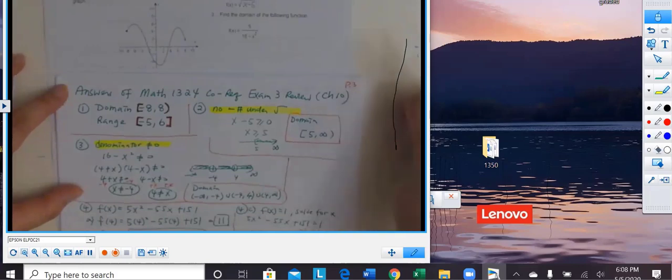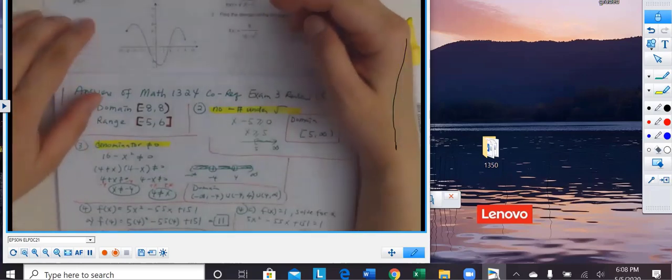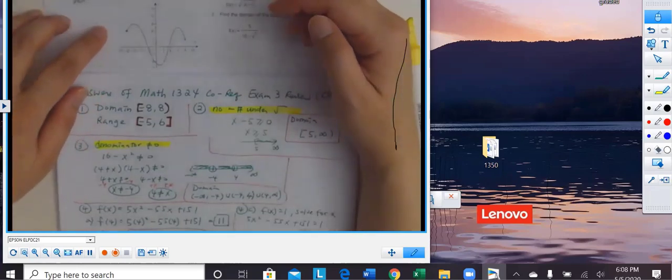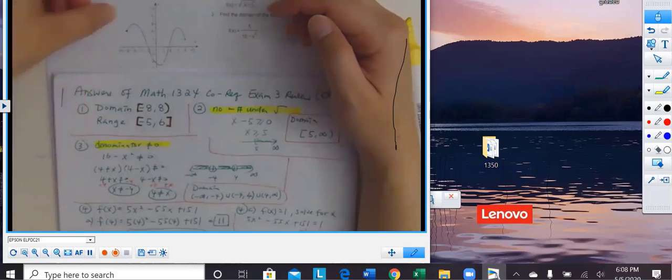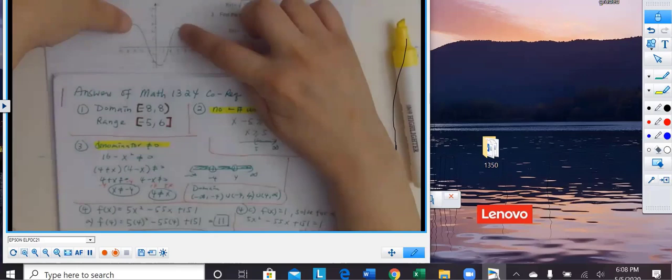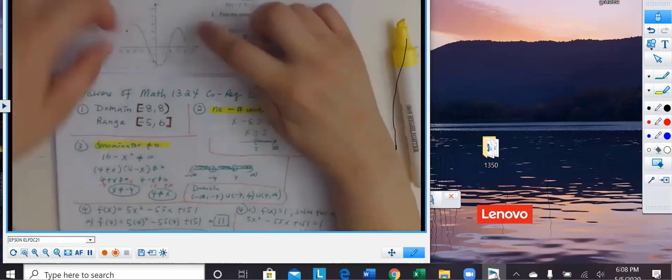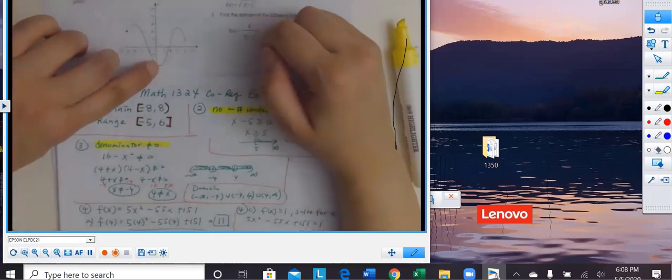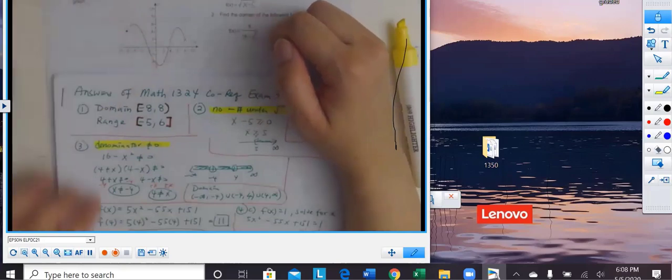Okay, and sometimes they may ask you to find the relative or local maximum and minimum points. So here would be the relative maximum point, so you find the x and y values, and this point would be the relative minimum point, and you find the x and y values.